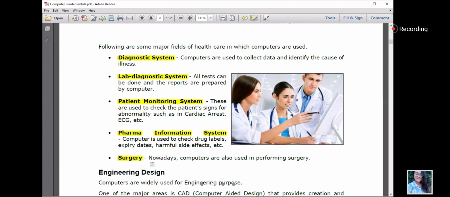In performing surgery also, computers are used. They visualize this, ultrasonography, you can say. And also in some hospitals, whenever they're performing surgery in a patient's body, they try to show all the things to the patients, to the relatives or the nearer person of the patients. So they actually put a display of what's happening inside the operation theater, so that the relatives cannot claim anything.